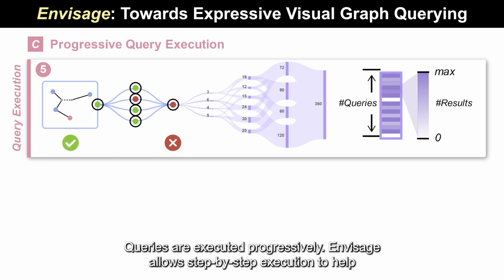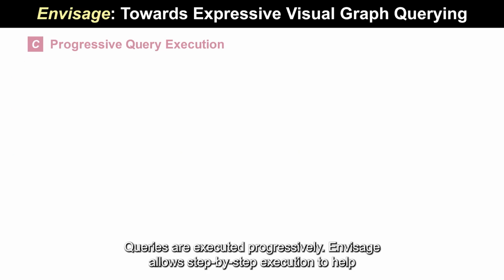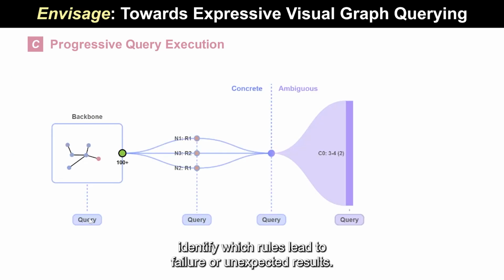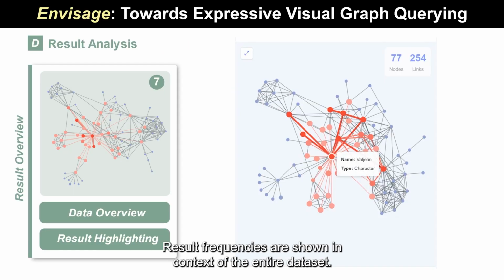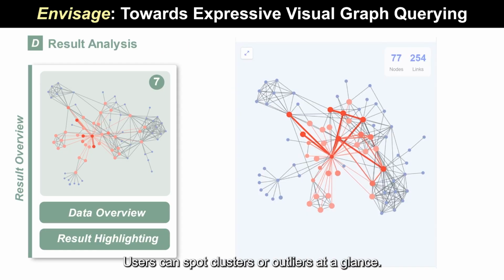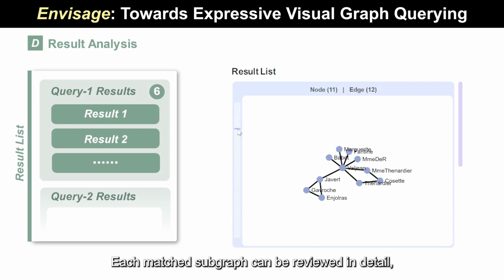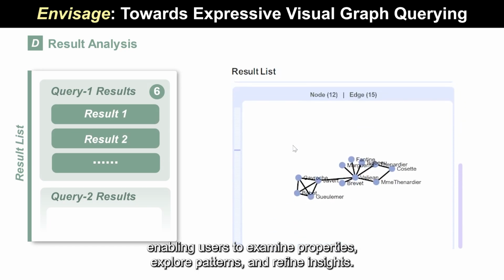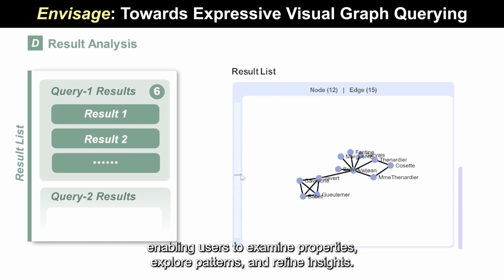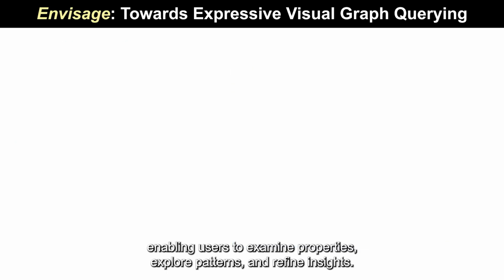Queries are executed progressively. Envisage allows step-by-step execution to help identify which rules lead to failure or unexpected results. Result frequencies are shown in context of the entire dataset. Each matched subgraph can be reviewed in detail, enabling users to examine properties, explore patterns, and refine insights.